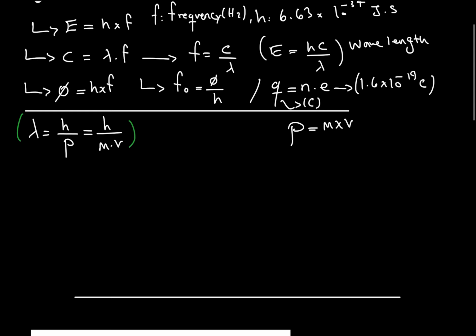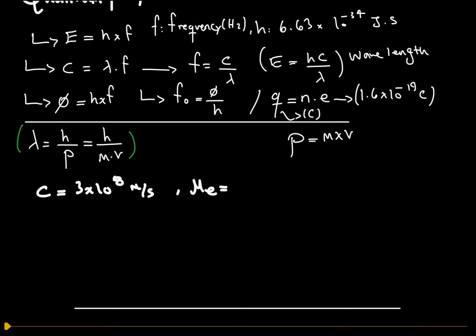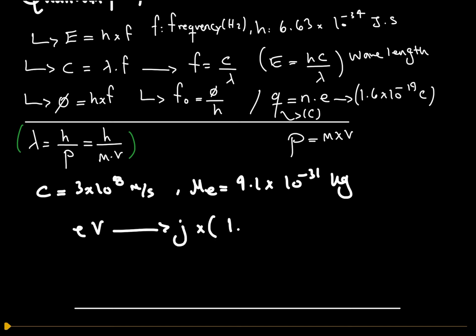And also some of the constants will always be given to you. For example, the speed of light is always given as 3 times 10 to the power of 8 meters per second. The mass of an electron is in the formula sheet. It's just 9.1 times 10 to the power of minus 31 kilograms. And if you want to convert from electron volts to joules, you have to multiply by 1.6 times 10 to the power of minus 19 joules. You can actually watch a video of mine on electron volts to joules, which is a very common type of conversion you need to know in quantum physics.